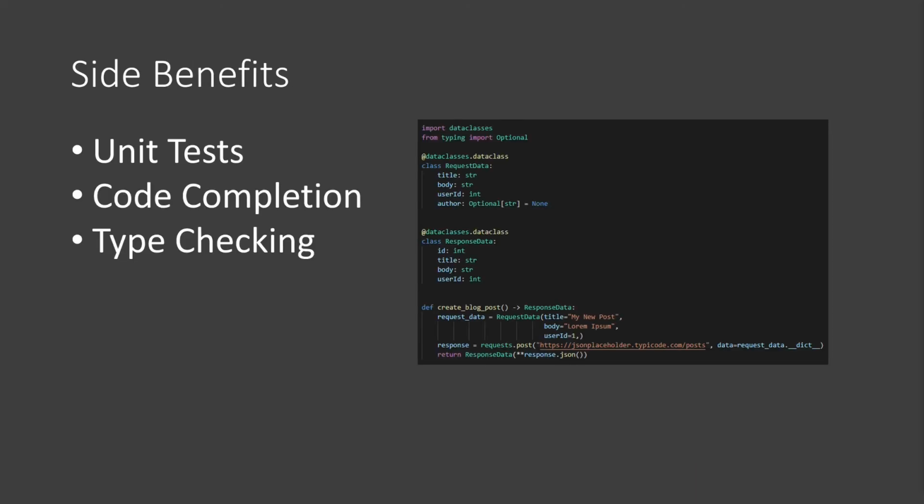There are also some side benefits to this approach. Constructing request and response objects for unit tests is now simpler. Most IDEs will also offer autocomplete when using request and response objects now, and you can use type checkers to help ensure that code that uses the request and response objects are bug-free, whether through static analysis with something similar to MyPy or runtime analysis with something like Pydantic, or both.